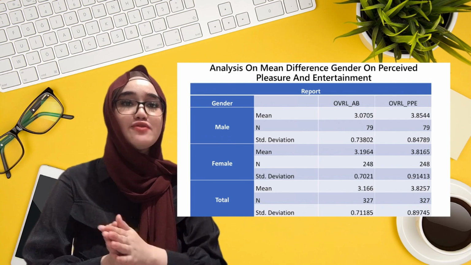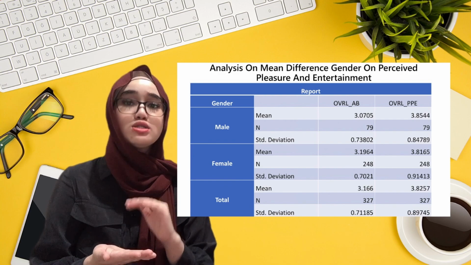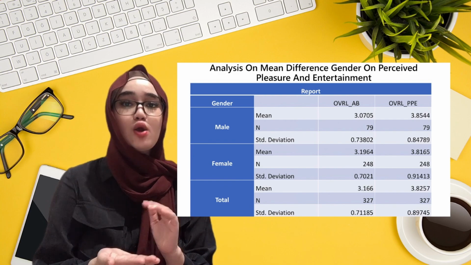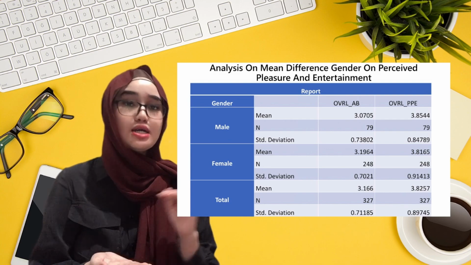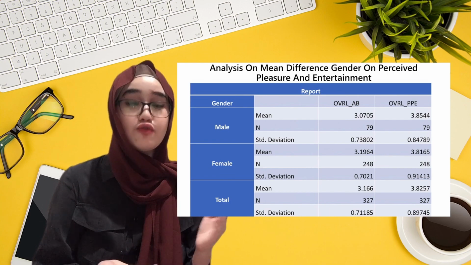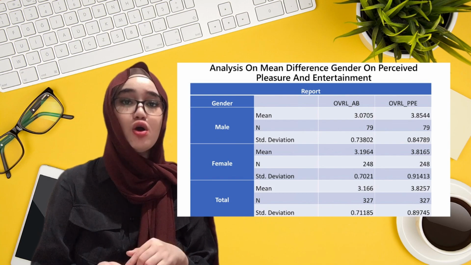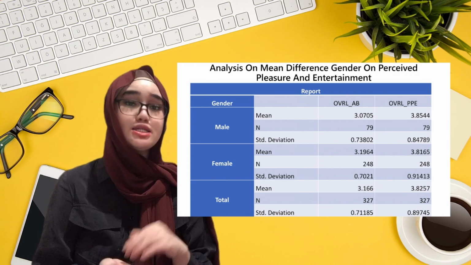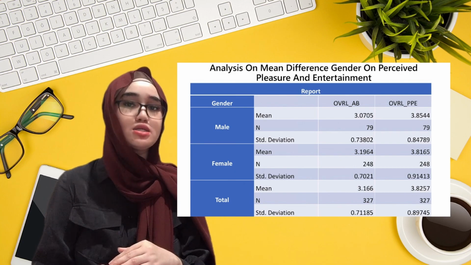3.8165. The significance value for gender on overall actual behavior is 0.171, which is more than 0.05, identified as not significant. Also, the significance value for overall perceived pleasure is 0.744, which is also higher than 0.05, also recorded as not significant.